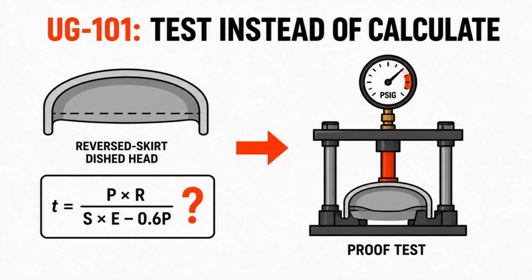UG-101 exists for one specific situation, when a component's strength genuinely cannot be computed with satisfactory accuracy, exactly the reversed skirt dished heads from Episode 1, or geometries too irregular for any standard formula in this division. Instead of forcing an unreliable calculation, the code lets you establish MAWP empirically, build the actual part, apply real pressure, and let the material tell you its own limit directly.